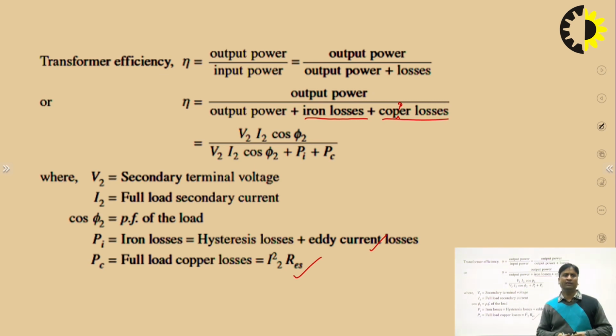Full load means the transformer is working at its rated capacity. When it works at the rated capacity, the full load current will be flowing in the secondary side of the transformer, and this is given by I square R into Re, where Res is the effective resistance on the secondary side, or you can consider it in the primary also. V2 is the secondary terminal voltage, I2 is the full load secondary current, and cos phi 2 is the power factor of the load. So this is the transformer efficiency, and you can calculate it by this simple formula.